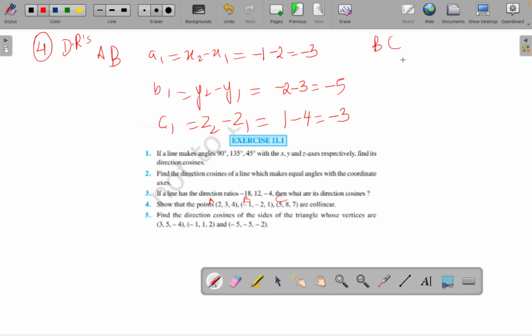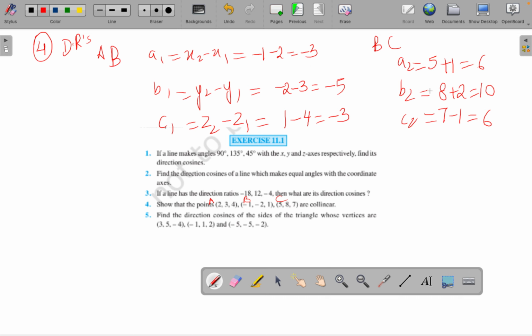Similarly, let's find out of BC also. So A2, B2, C2, again I am applying the same formula. 5 minus of -1, that is 5 plus 1, this is 6. Then this is 8 plus 2, that is 10. And this one is 7 minus 1, that is 6.